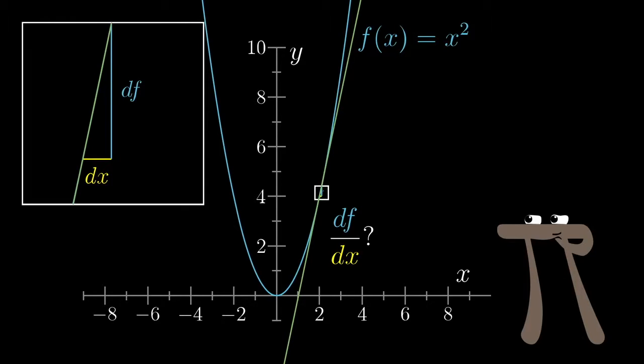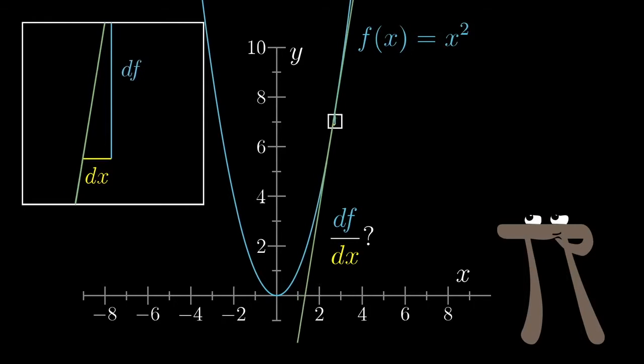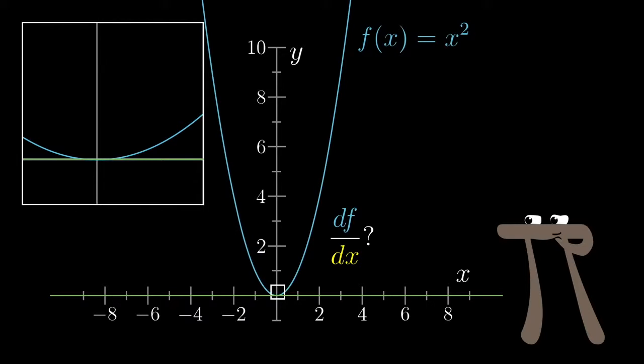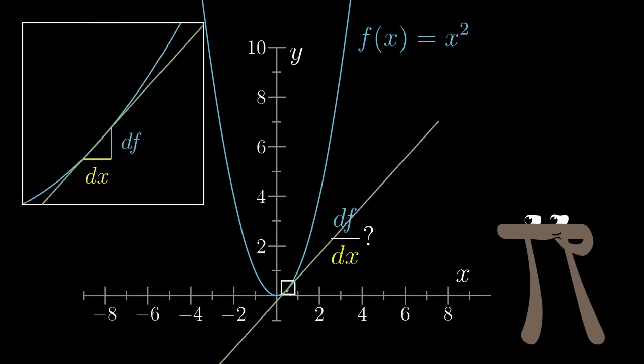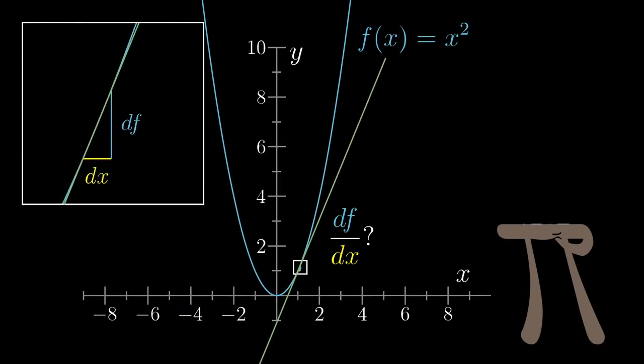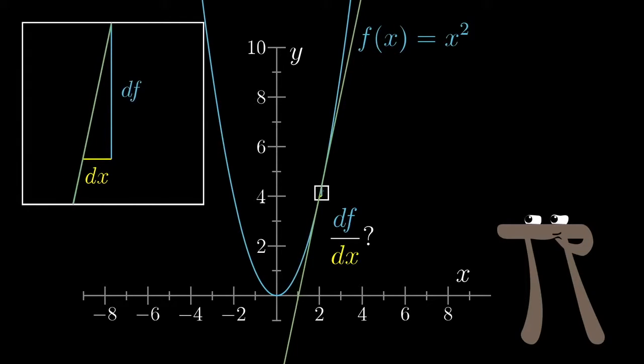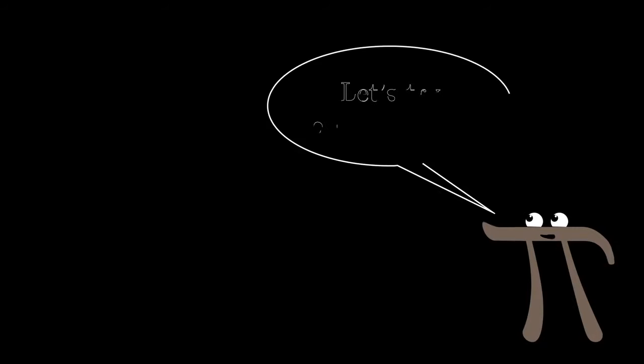As a first step for intuition, we know that you can think of this ratio df dx as the slope of a tangent line to the graph of x squared. And from that, you can see that the slope generally increases as x increases. At 0, the tangent line is flat, and the slope is 0. At x equals 1, it's something a bit steeper. At x equals 2, it's steeper still.